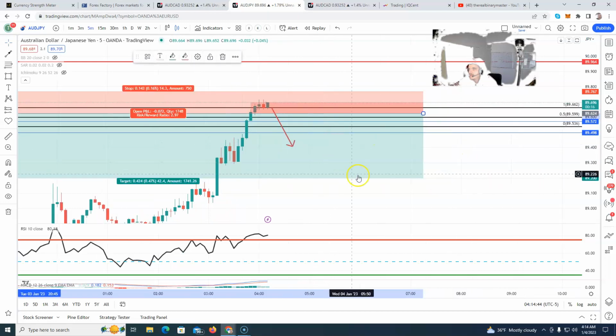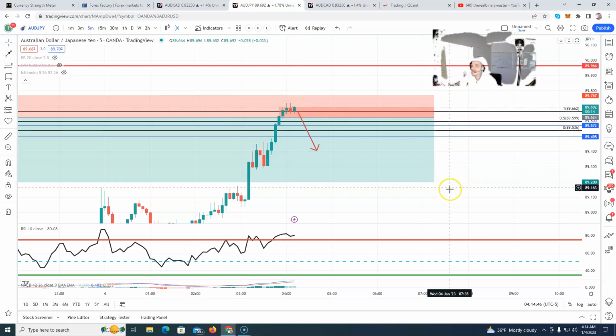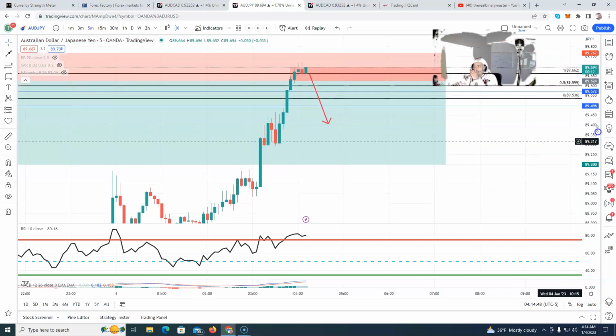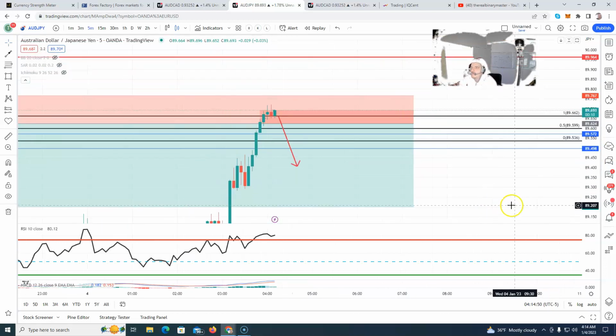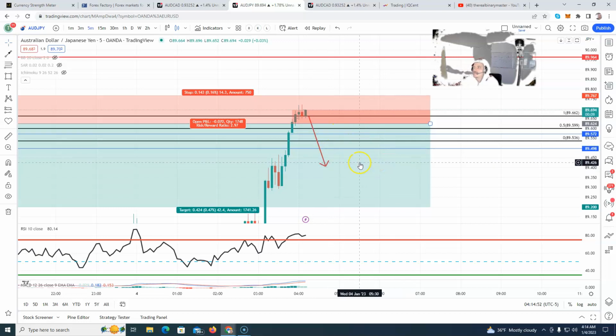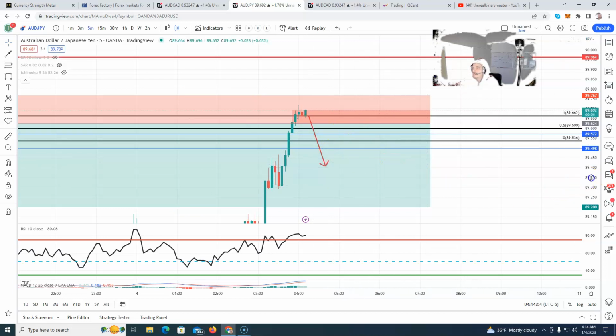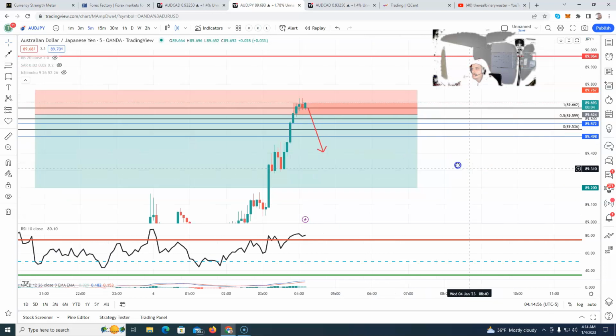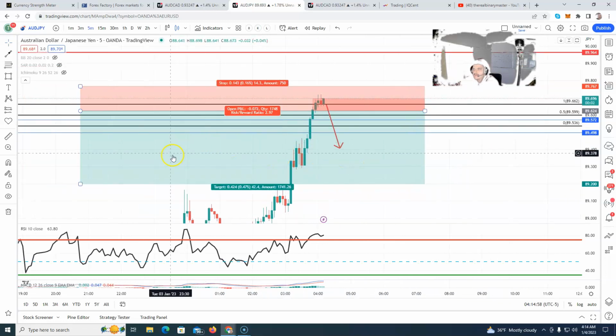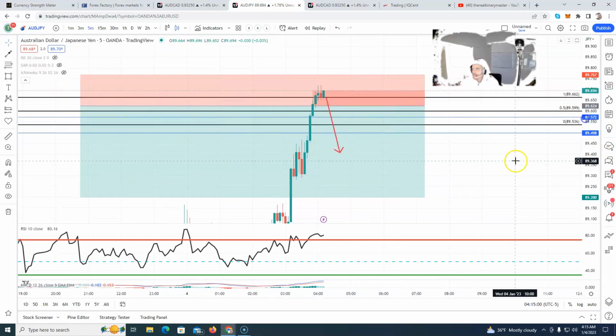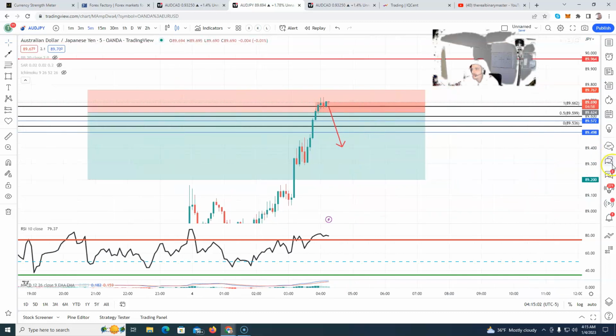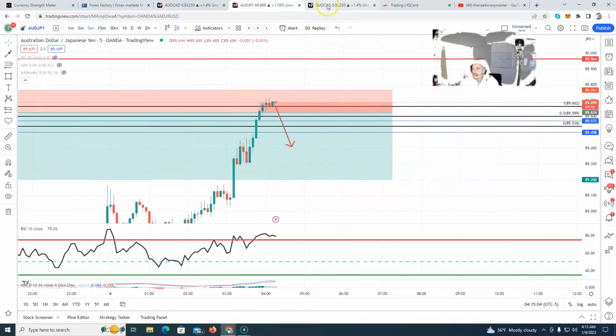Anticipating OddJPY to reject here. Multiple rejection candles. And you're not going to be right on all the setups, guys, but the majority of my setups I'm going for 3 to 1, 4 to 1, and they just hit.